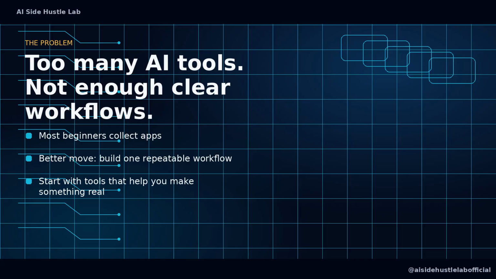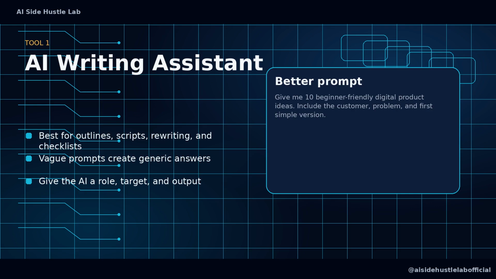Let's start with the tool most people already know, but still don't use correctly. The first tool is a general AI assistant like ChatGPT. This is the best starting point for most beginners because it can help with writing, brainstorming, planning, summarizing, and editing. But the mistake most people make is asking vague questions. If you type, "Give me business ideas," you will usually get generic answers.